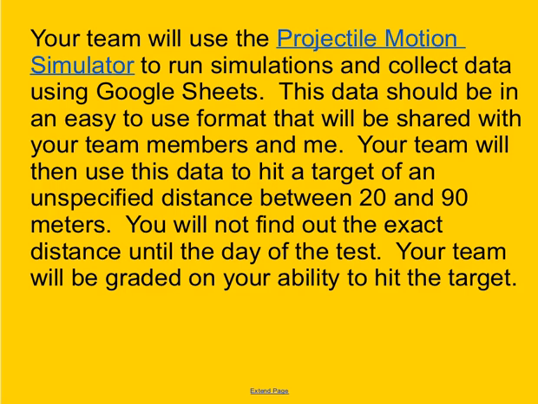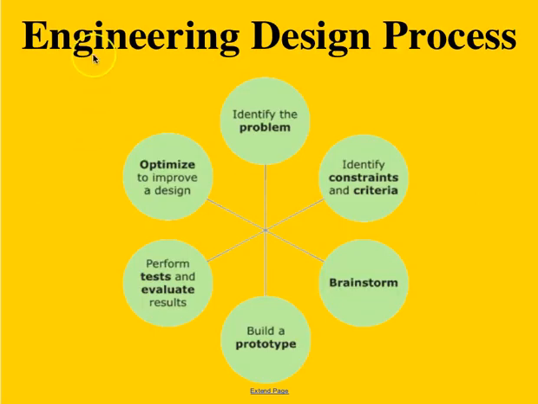You will not find out the exact distance until the day of the test, and your team will be graded on your ability to hit the target. So what we're going to be doing is using the engineering design process. Before we start everything, we're going to be going through these 6 steps to design our experiment.